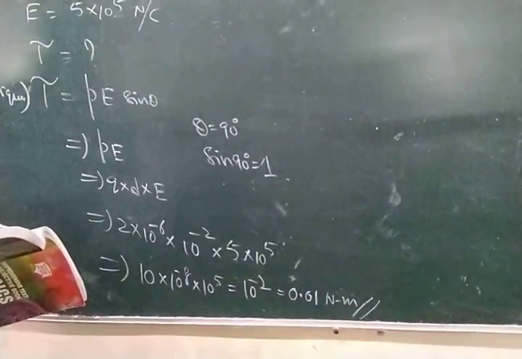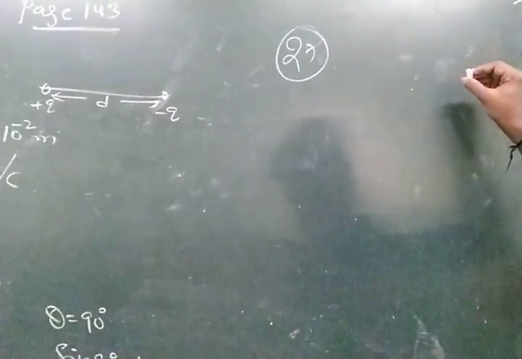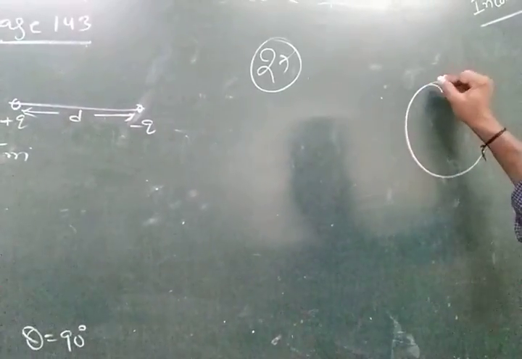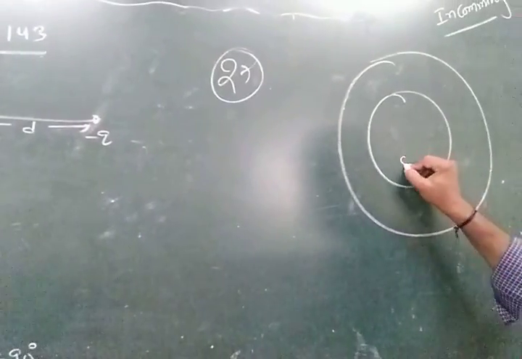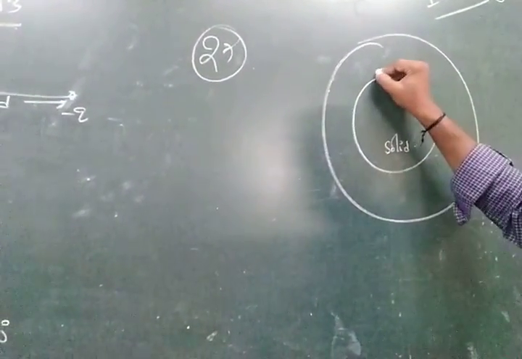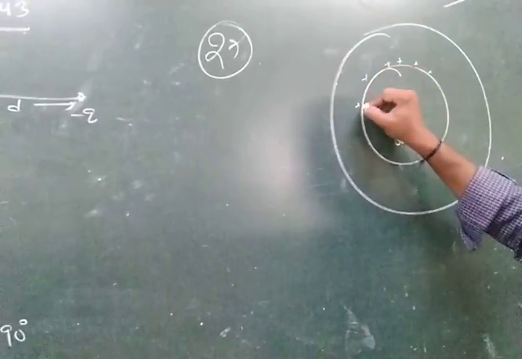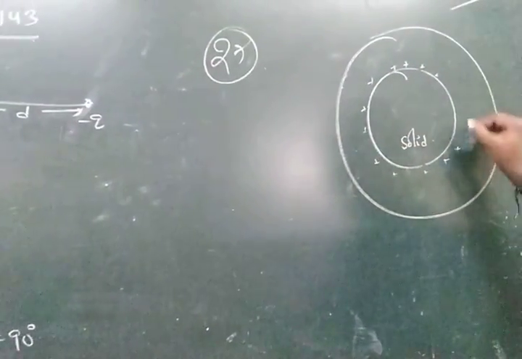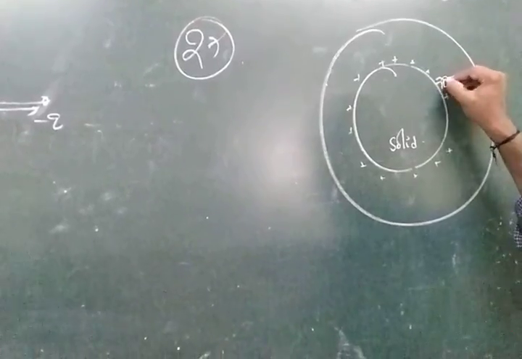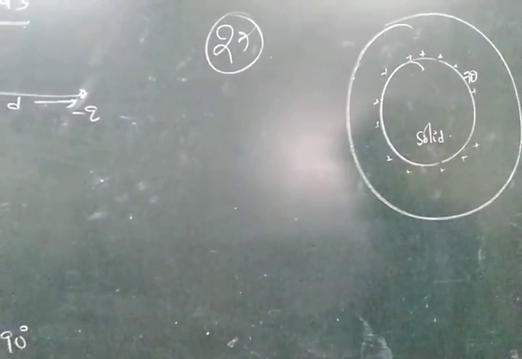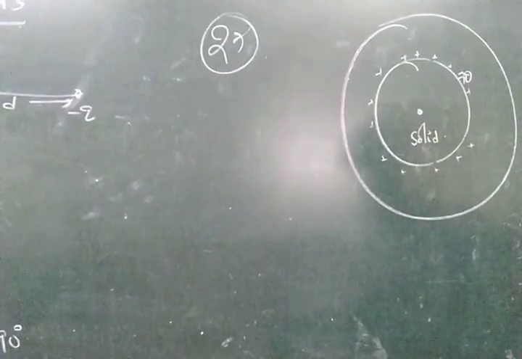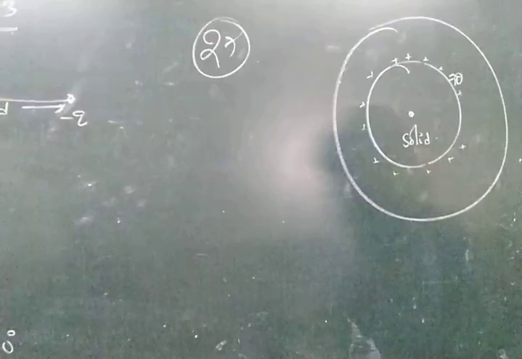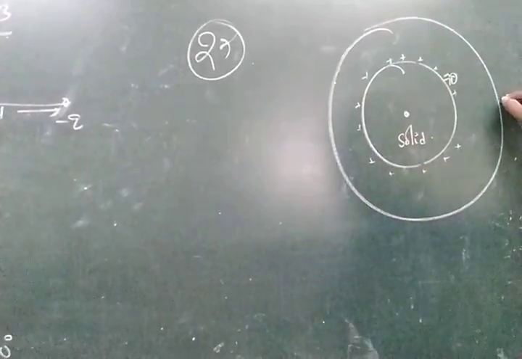Next, consider two concentric conducting spheres, a first sphere and a second sphere. Two concentric spheres means they have the same center. The inner sphere is solid, with charge uniformly distributed over it, and the outer sphere is hollow.